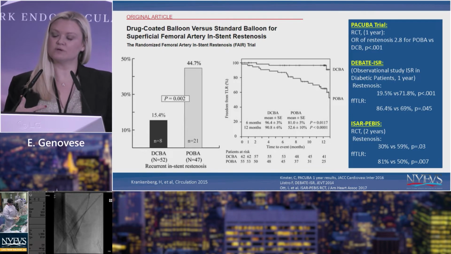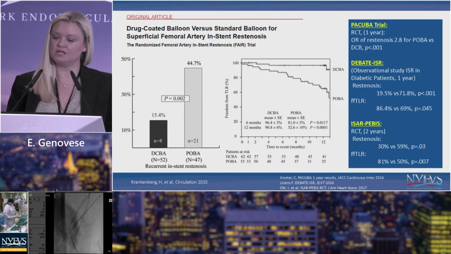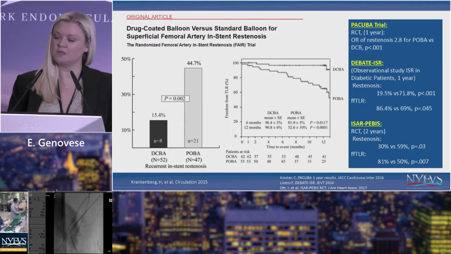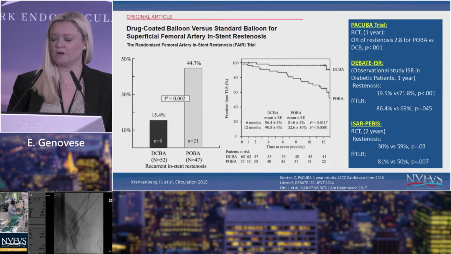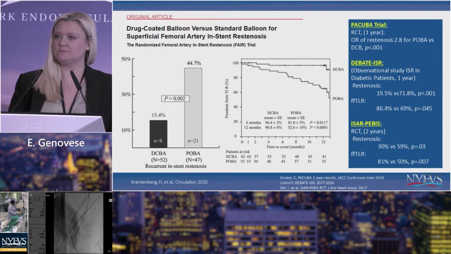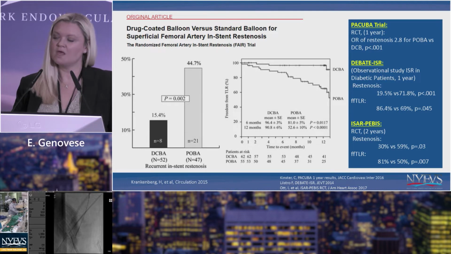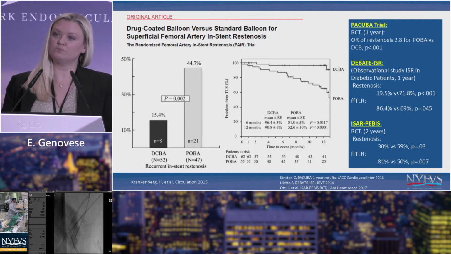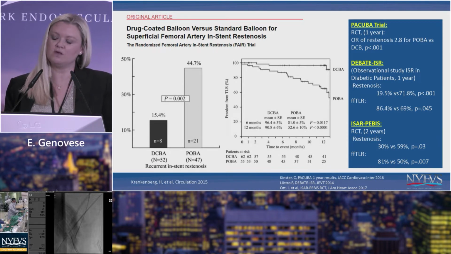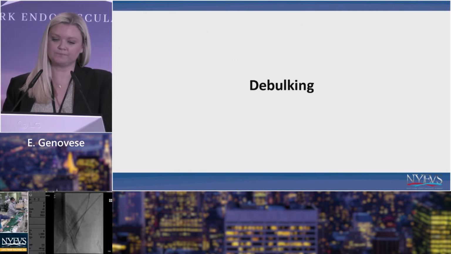This data is reinforced with other trials. So you can see the first trial up on the top of the screen demonstrates an odds ratio of recurrent stenosis with POBA alone compared to DCB in ISR is nearly 3. When you look at it specifically in the diabetic patient population, you also see a conferred significant rate of freedom from TLR with the DCB compared to POBA alone. And then in our final trial, you can see this is supported not only at 1 year, but also at a 2 year mark, you still have that improved benefit with DCB compared to POBA.